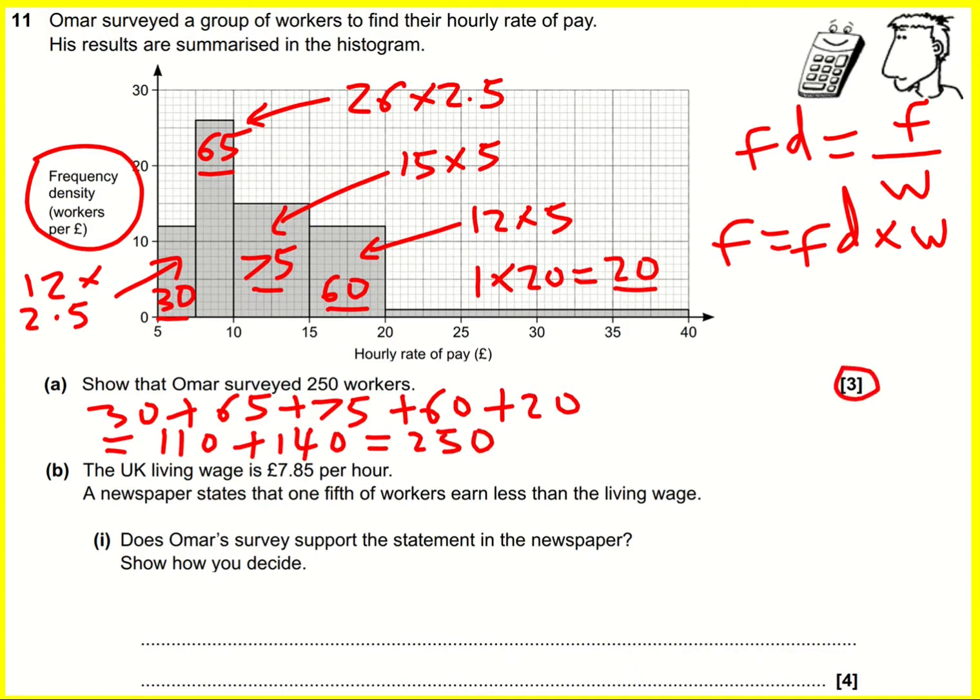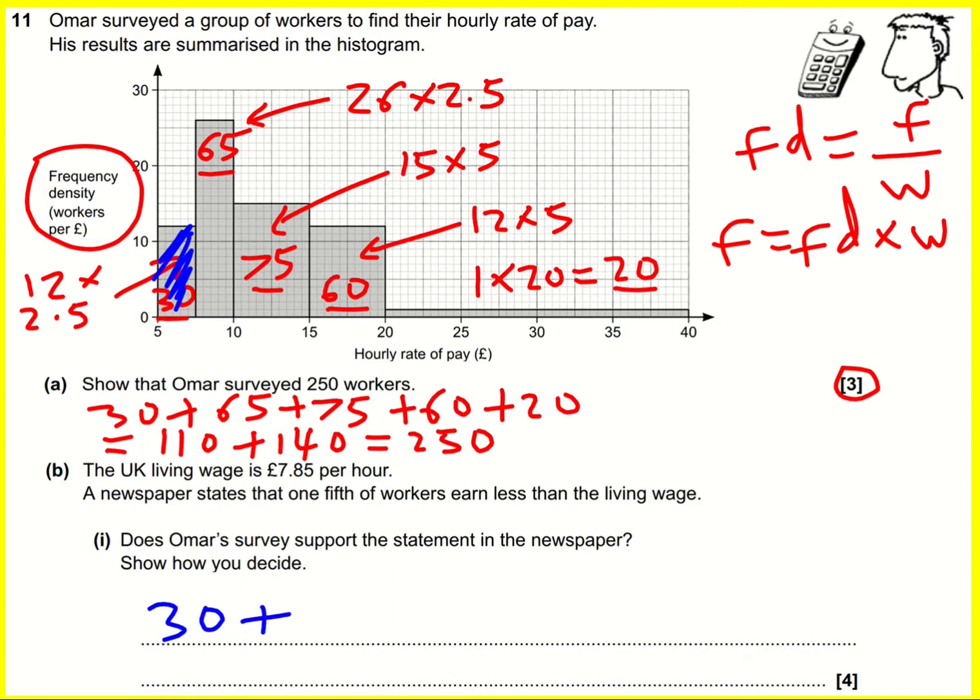The UK living wage is £7.85 per hour. The newspaper states that 1/5 of workers earn less than this. Does Omar's survey support the statement in the newspaper? Okay, let's have a look. This is going to be a bit trickier now. So we're interested in finding all the people that are less than £7.85. So it's going to be these people here, which is my 30.